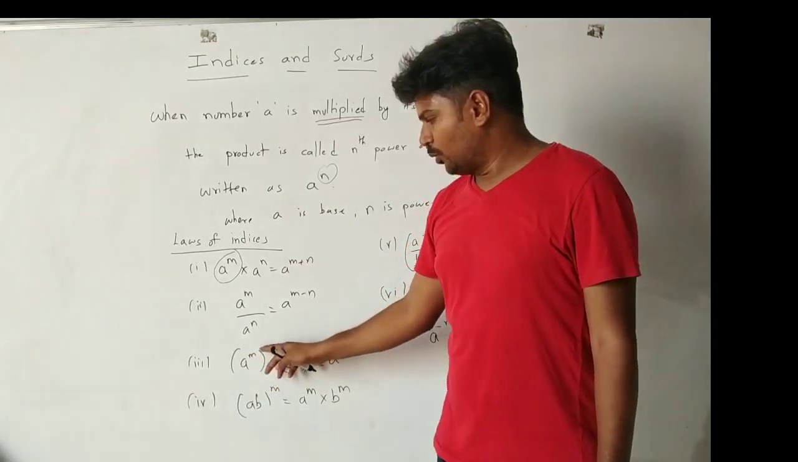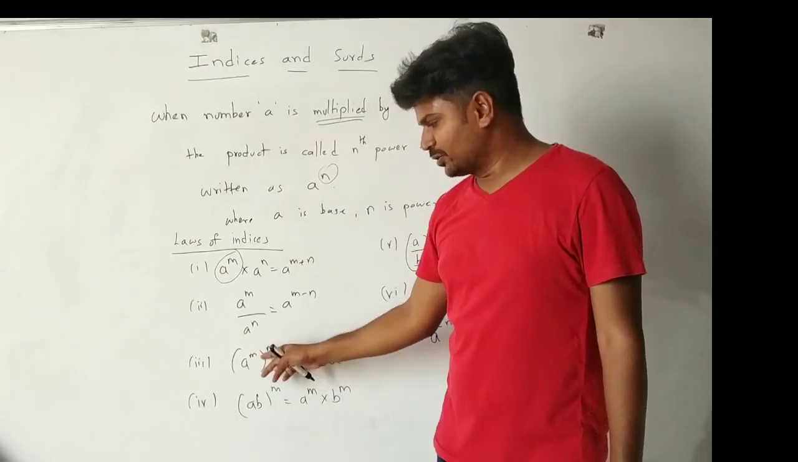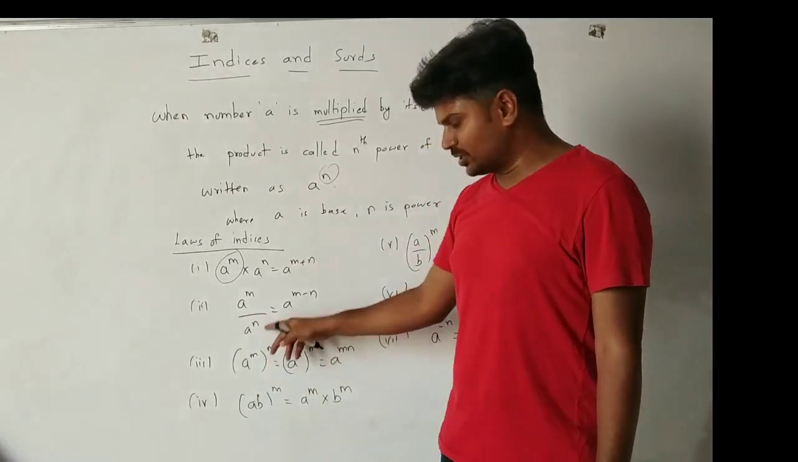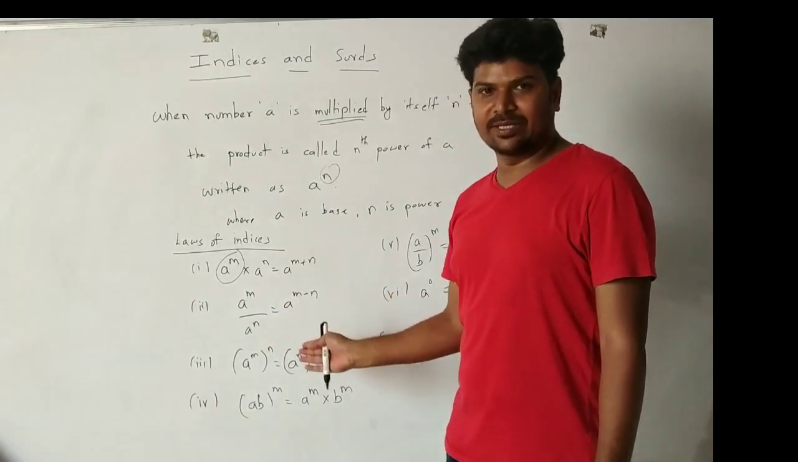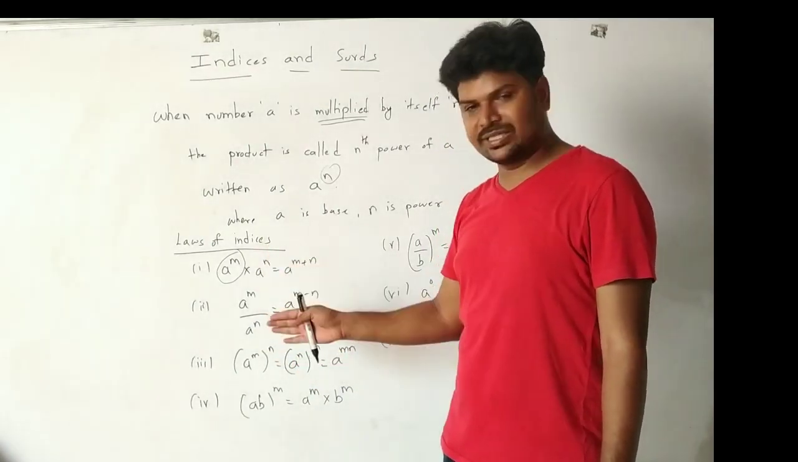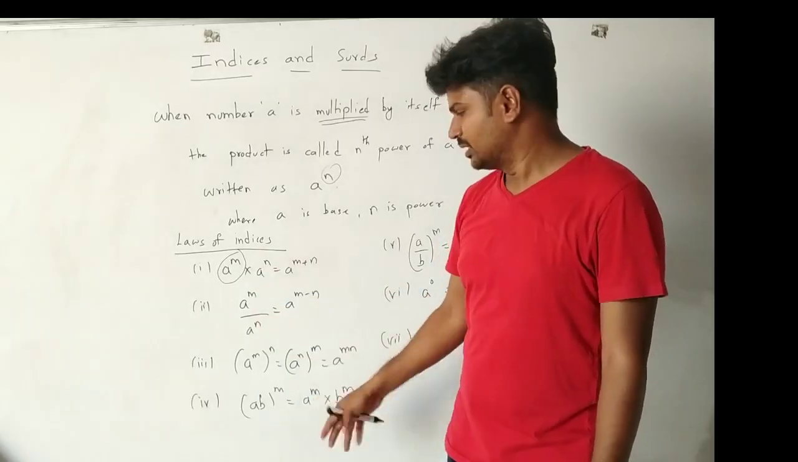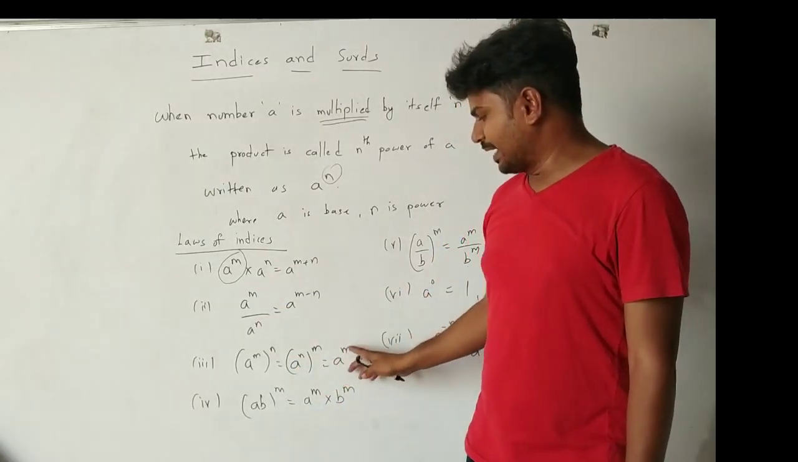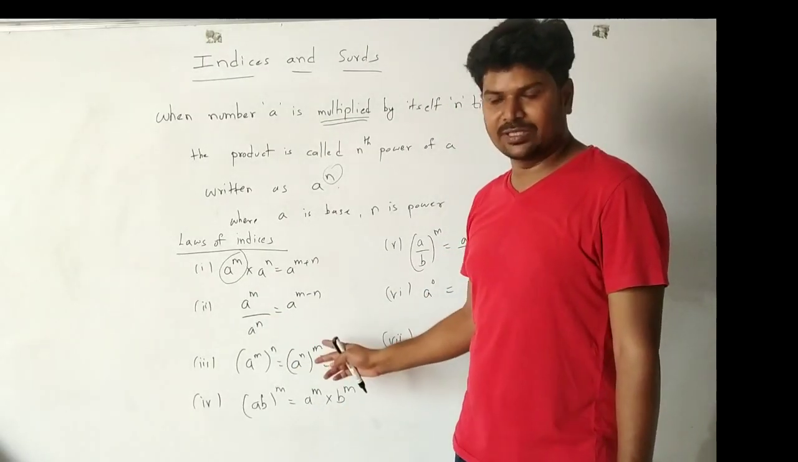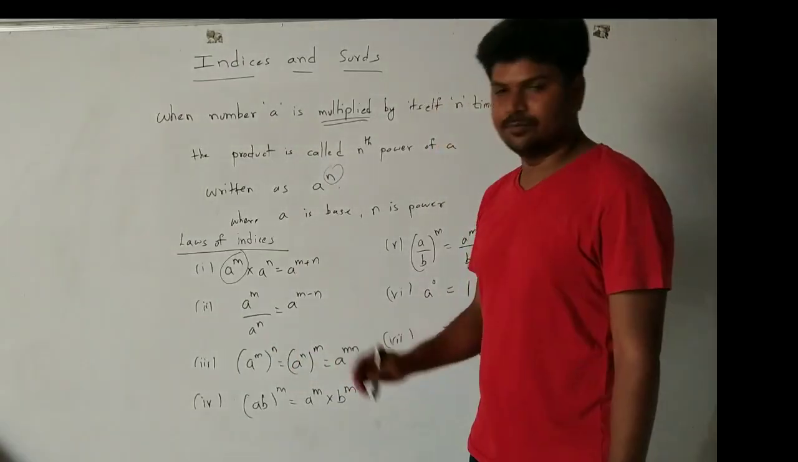Now a power m whole power n. It means that a is raised to m and the complete a power m is raised to n. It is again a multiplication concept, multiplication and multiplication, so double multiplication. That's why it's called a power mn. It's double multiplication, so you replace it with mn.